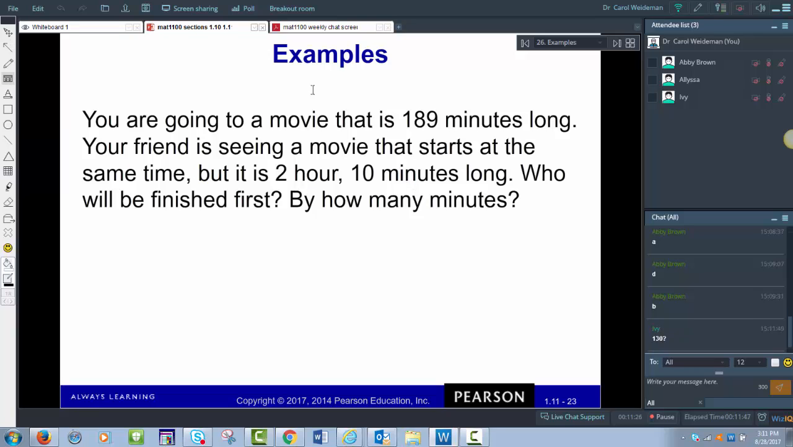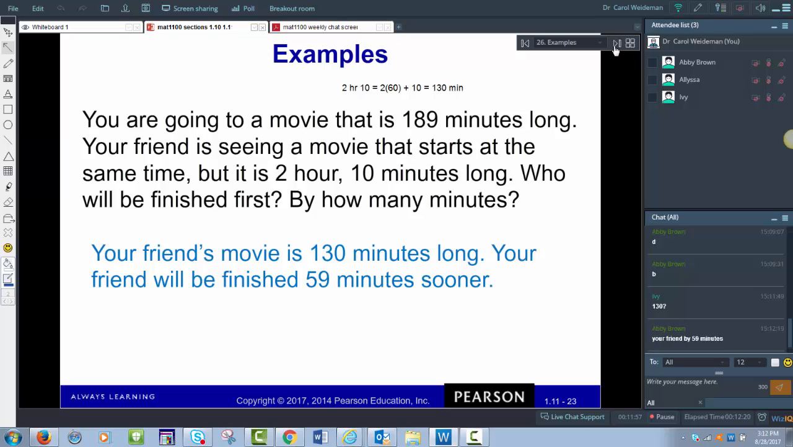130. Let me put that up here. So 2 hours, 10 minutes equals 2 times 60 plus the 10, which is 130 minutes. Okay, so who's going to finish first? Your friend is, right? And by how many minutes? Now all I need to do is compare the 189, let me get my pointer, 189 to 130, and so we come up with 59. Yep, absolutely. Very good. Excellent.